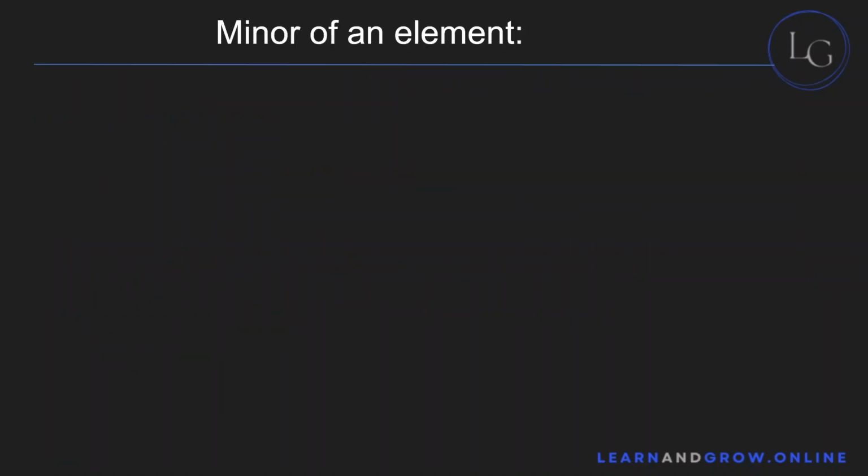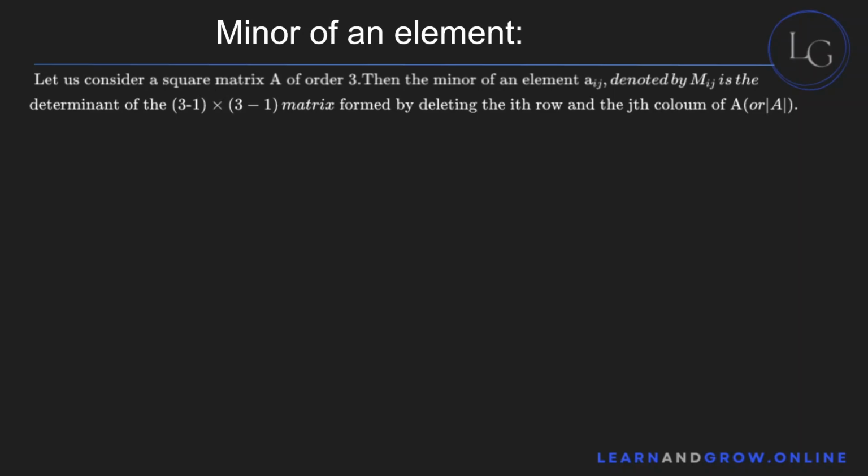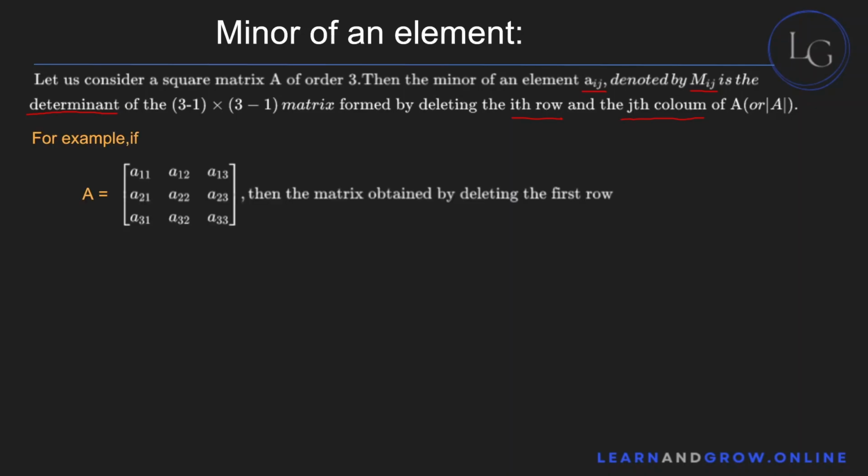So let's see what the minor of an element is first. The minor of an element Aij, so basically the element in the ith row and jth column, will be denoted by this uppercase Mij. And it is found by the determinant of the matrix formed after deleting the ith row and the jth column of A. So what that really means is, see this matrix here. This is a 3 by 3 matrix, and these are its elements. So basically the matrix obtained by deleting the first row and the second column of A is this matrix here.